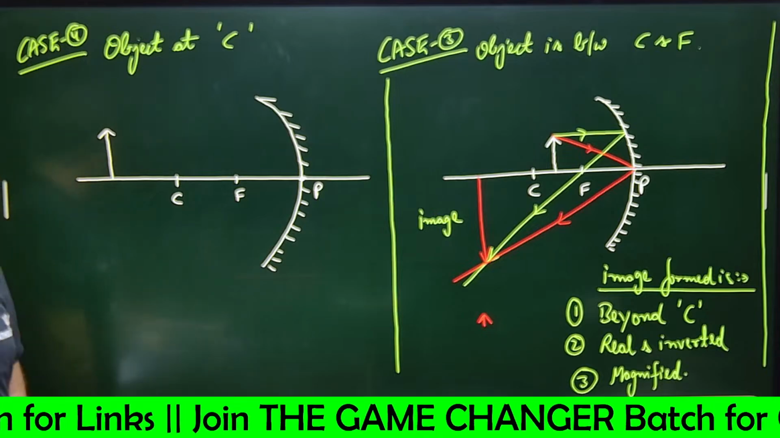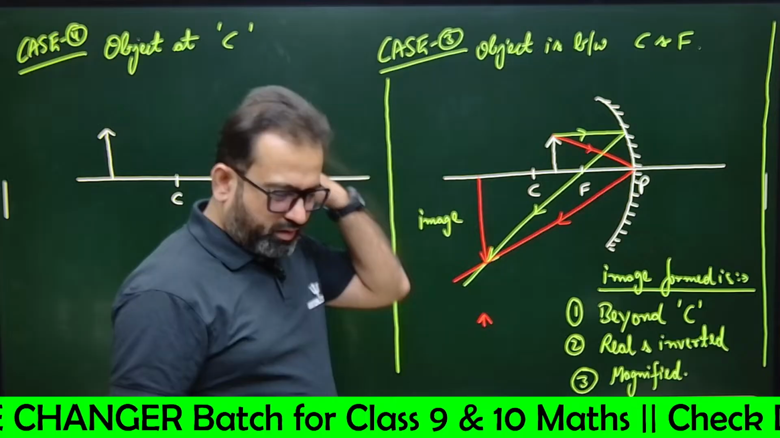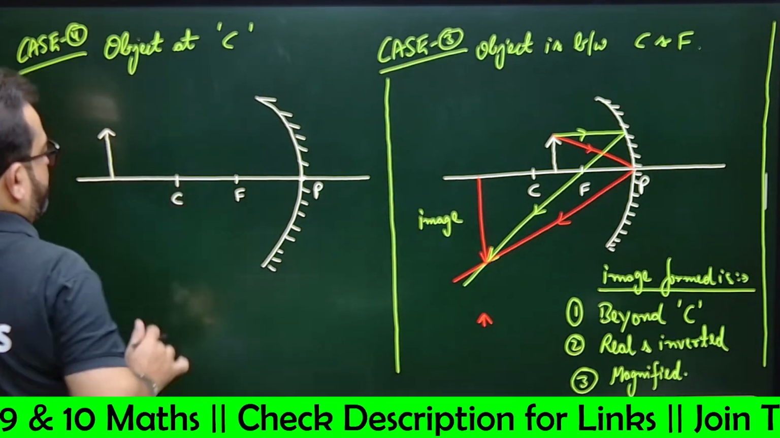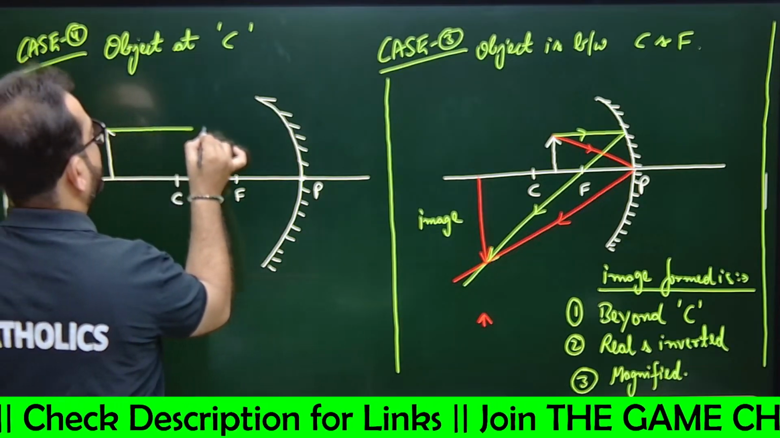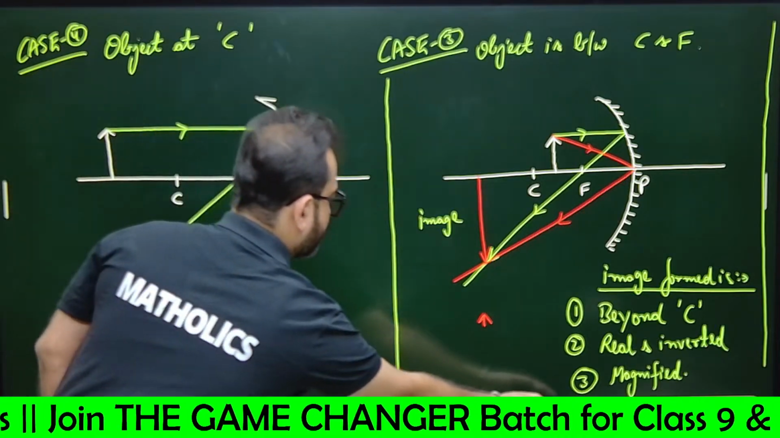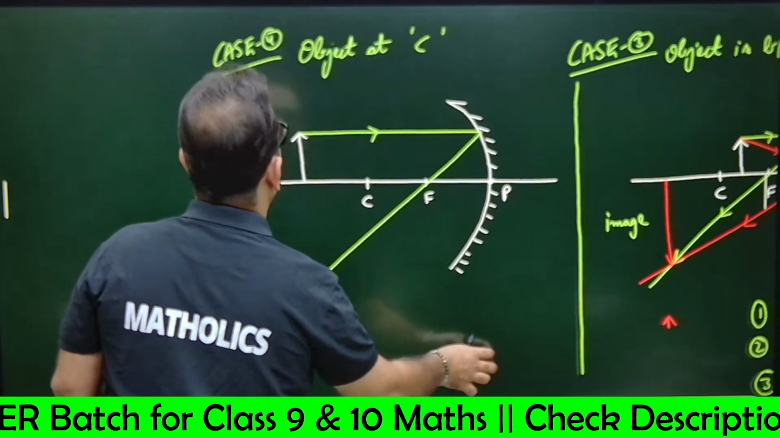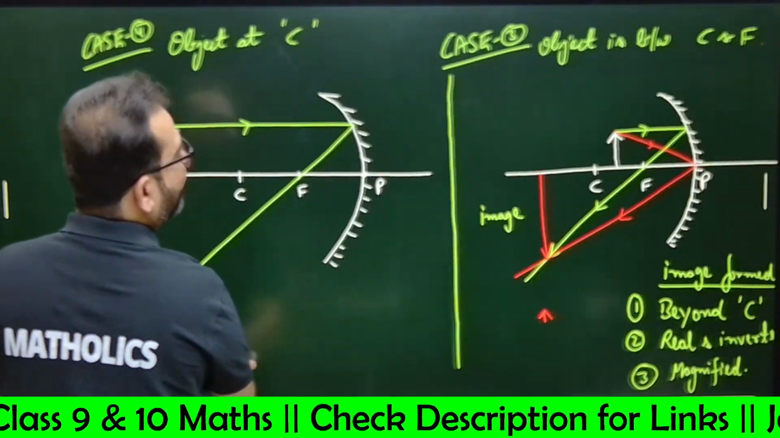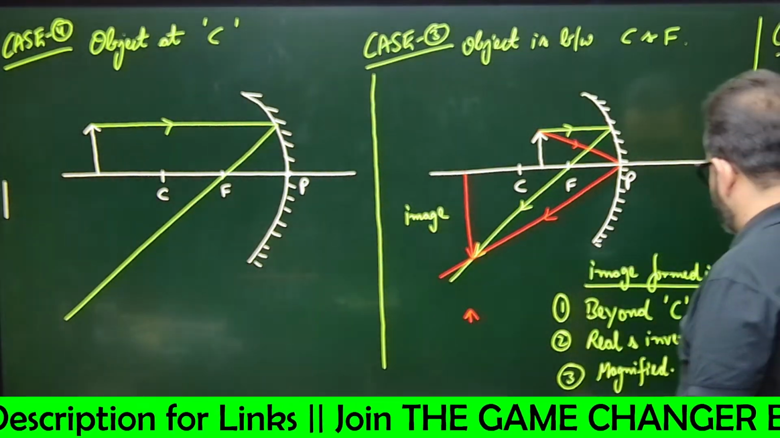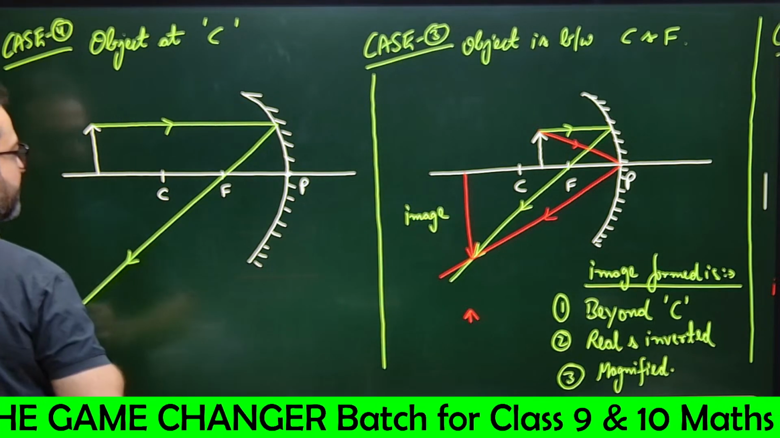So how to make diagrams? You can see the lecture again and again. I cannot repeat, for anyone. This is the object. Now the ray of light will go parallel. It will come from the focus after reflection. Yes or no? Can you see the diagram properly? Yes or no in the comments? Okay, so this is the reflected ray.